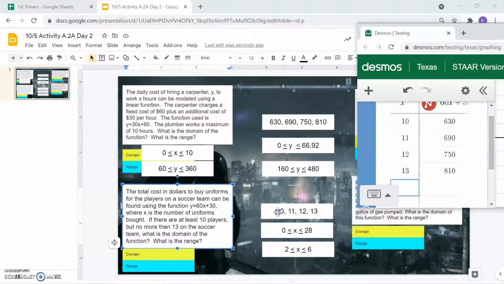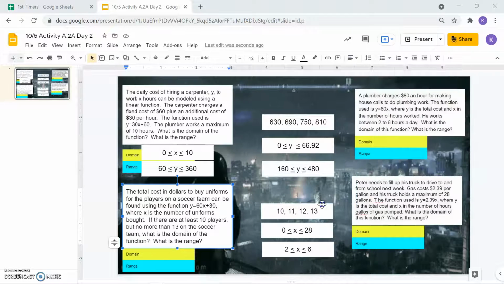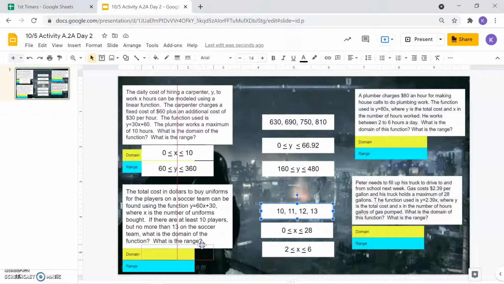How come I couldn't put it 10 and this symbol and then 13? Ask yourself, can I have 10 and a half uniforms? They're not going to sell it to you like that. They're not going to sell you 12 and 3/4 of a uniform. So this one, you can either get 10 uniforms, 11 uniforms, 12 uniforms, or 13.